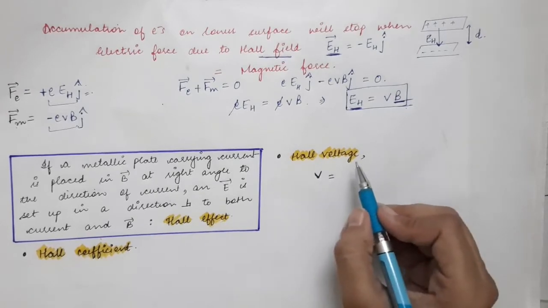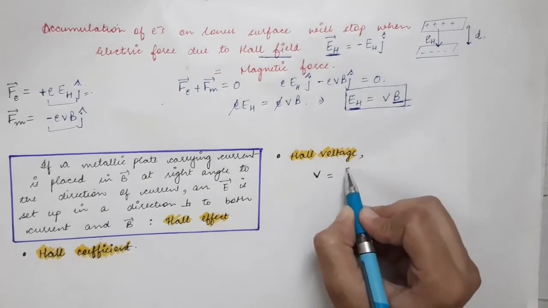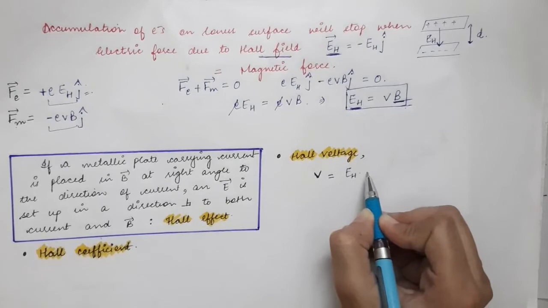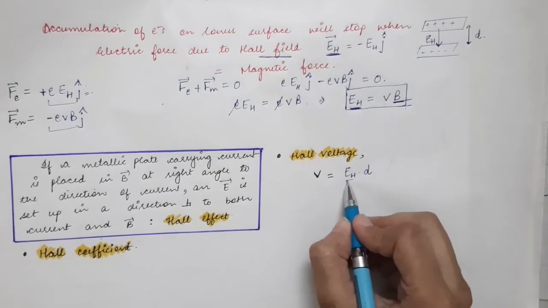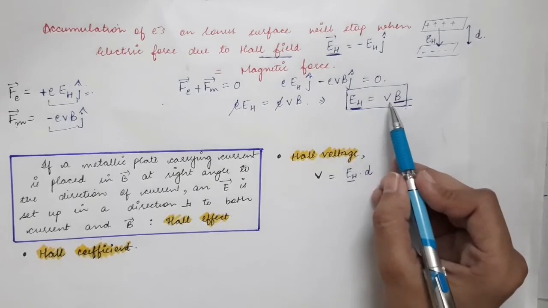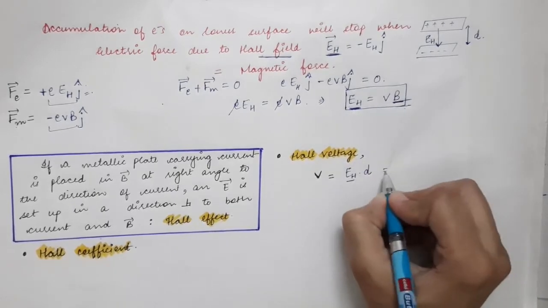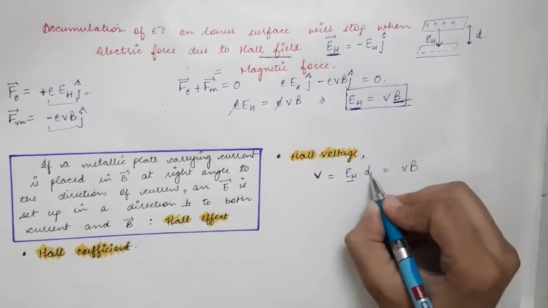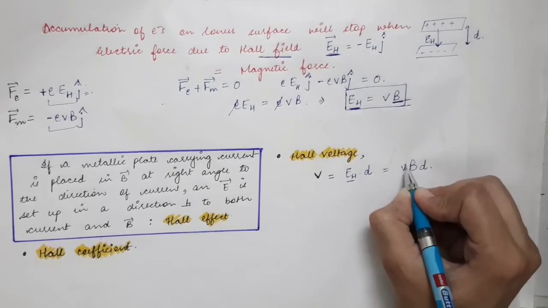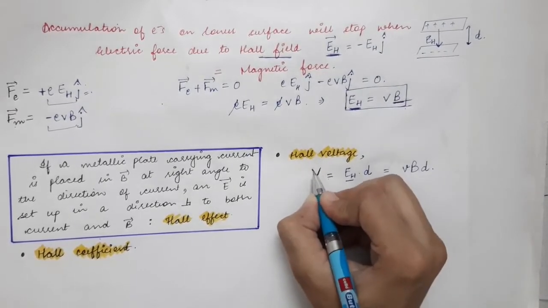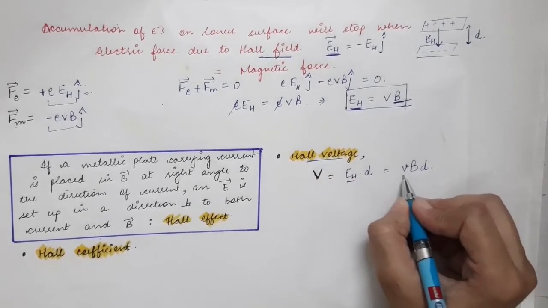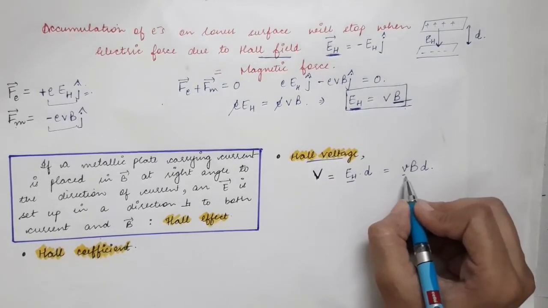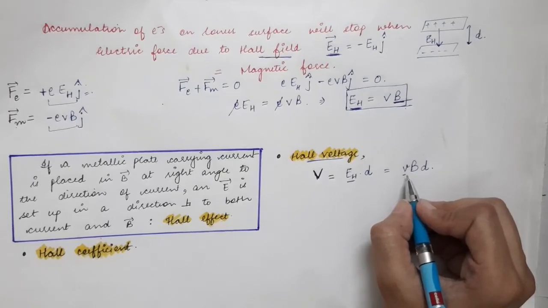So V is the Hall voltage and it will be equal to electric field times the distance between the two surfaces. So EH we have already calculated is equal to v times B. So it will be equal to v times B times d. Here the capital V represents Hall voltage, and this small v is the drift speed of the charge carriers.